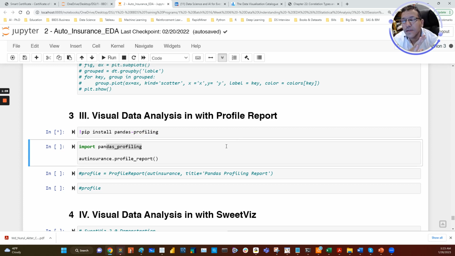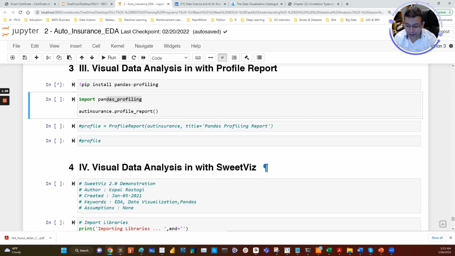And there are many libraries. This is pandas profiling, and this is Sweetviz. Yeah, let me, I need to install Sweetviz.